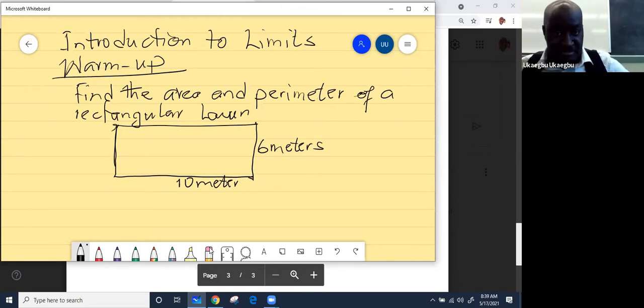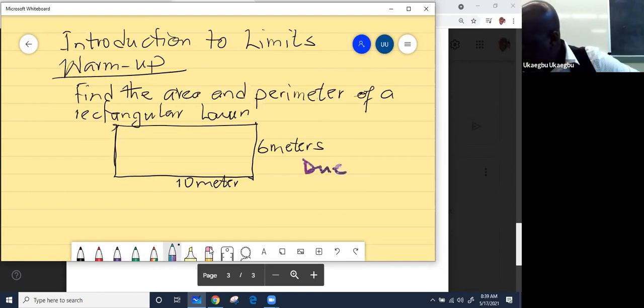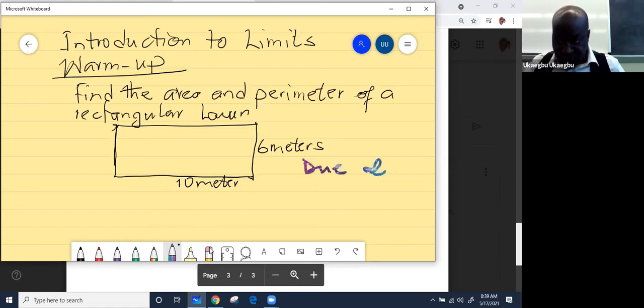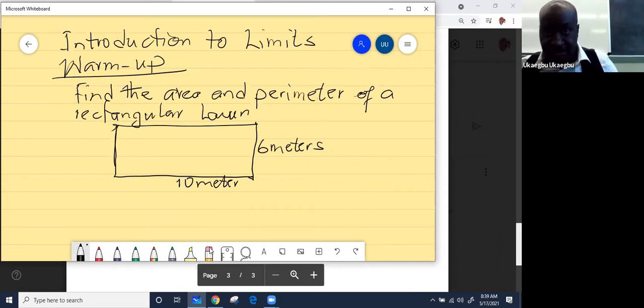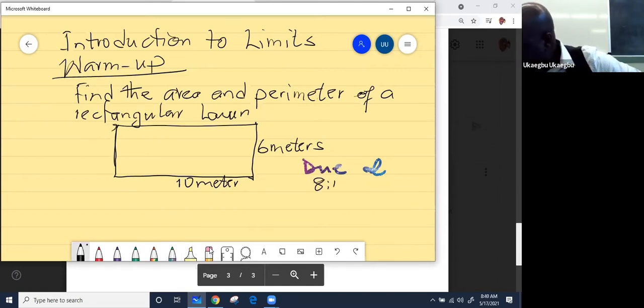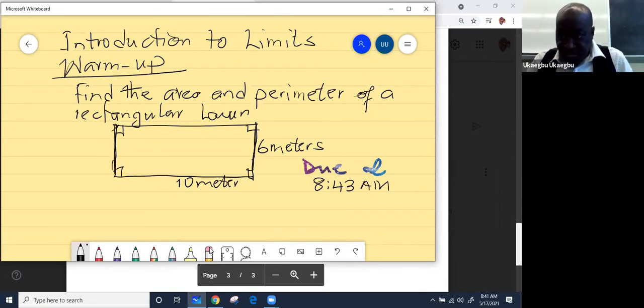You have about 2 minutes. Actually, I'm going to give you 3 minutes. Time now is 8:39, so plus 3 minutes is going to be 8:43. You have 2 more minutes, 1 more minute, about 30 more seconds. Okay, time now is 8:43, ladies and gentlemen.